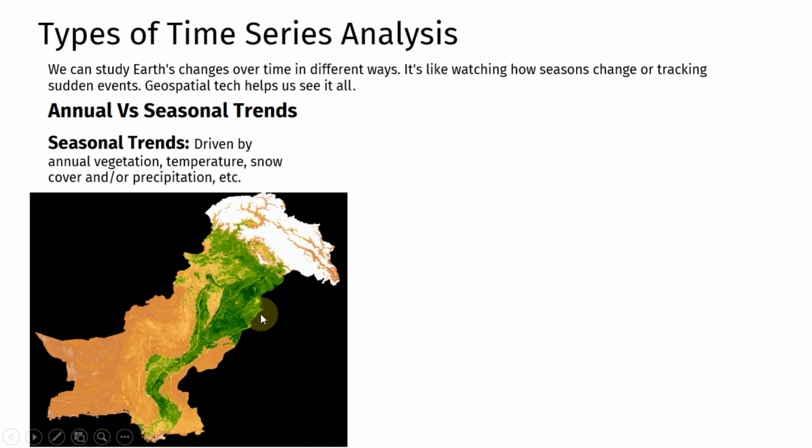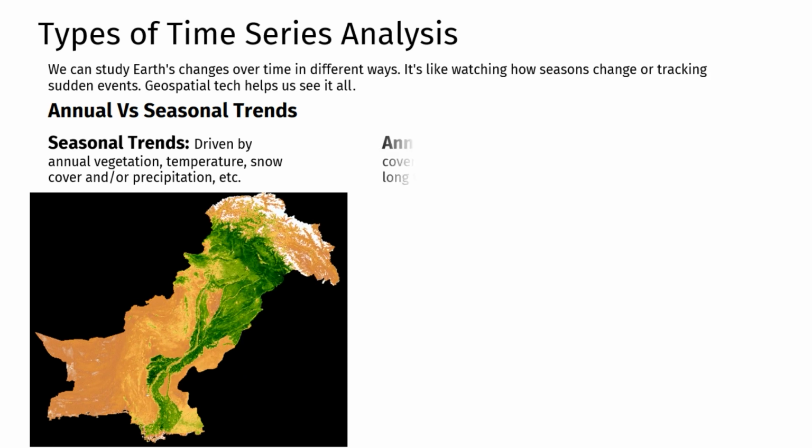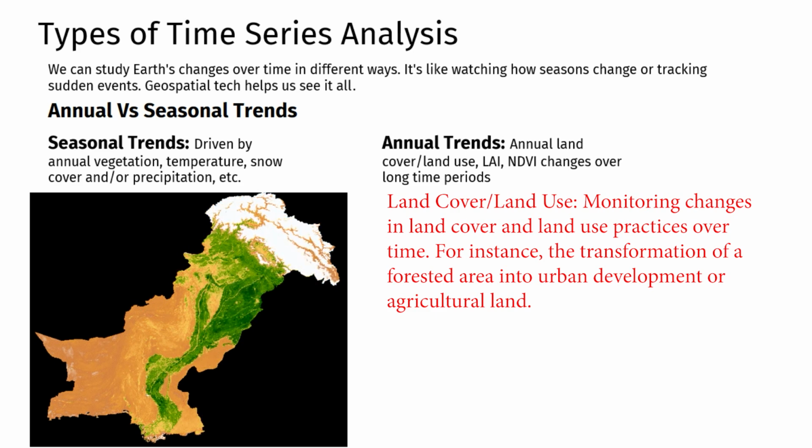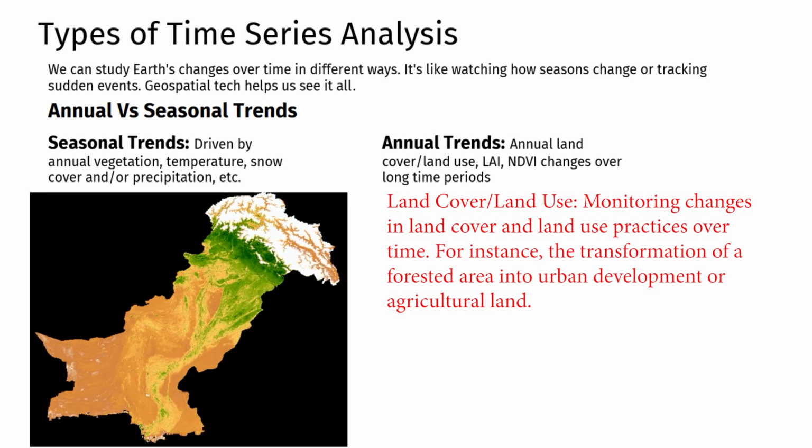The GIF displays the seasonal shift in the vegetation cover of Pakistan, showcasing the dynamic nature of the environment. Annual trends. In contrast to seasonal trends, which occur within a year, annual trends cover longer time periods, typically spanning several years. These trends involve land cover, land use, monitoring changes in land cover and land use practices over time. For instance, the transformation of a forested area into urban development or agricultural land.